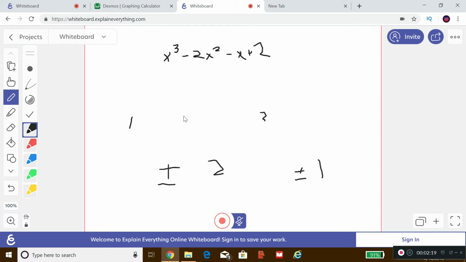So now let's plug in all of these. I'm having a good feeling about positive 2. x equals positive 2. We have 8 minus 8, so 0, minus 2 plus 2. So in this case positive 2 does work, so we know plus 2 is a root.